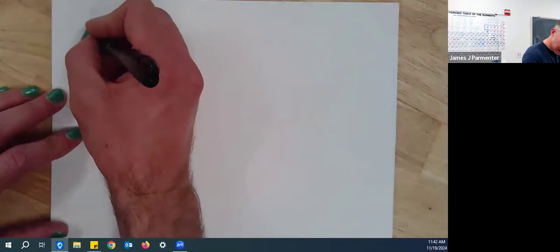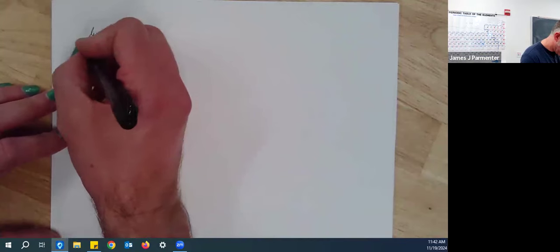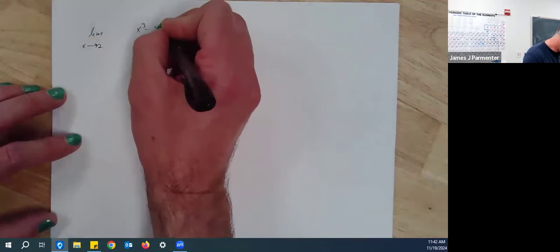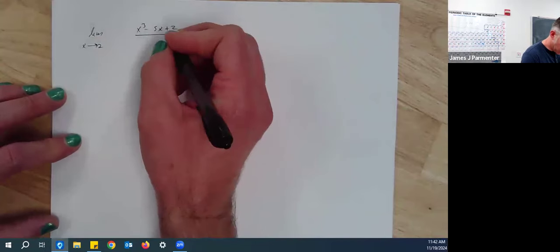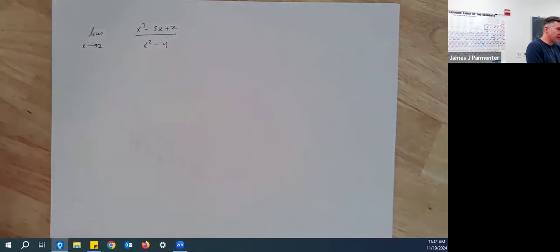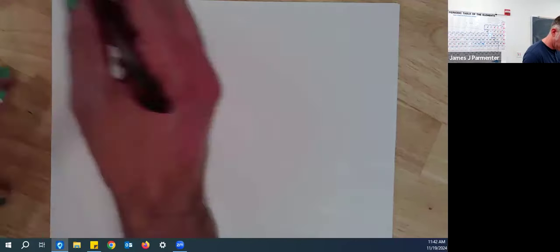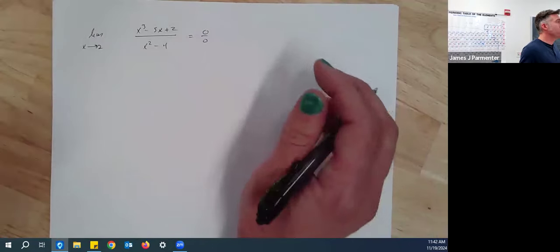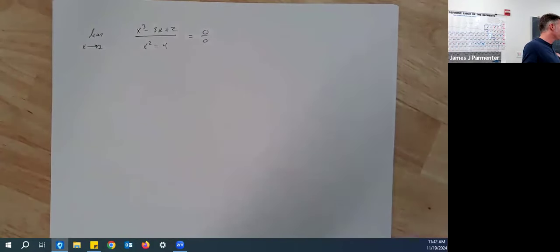What about the following? Limit as x approaches 2 of x cubed minus 5x plus 2 over x squared minus 4. As with any limit, we should start by just trying to plug it in. If I plug in 2, I'm going to get 8 minus 7 plus 2, which is 0, over 4 minus 4, which is 0.